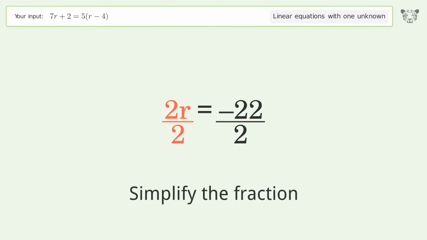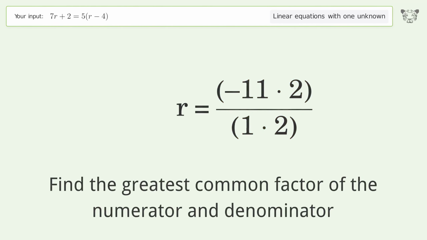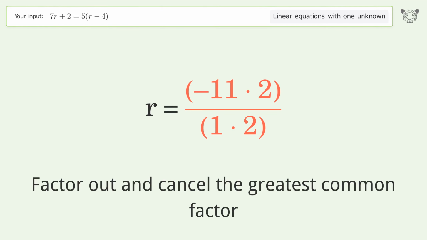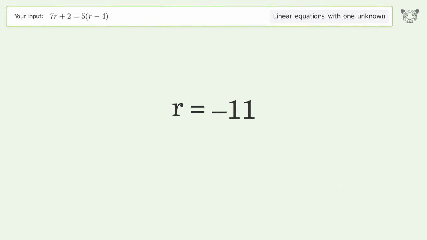Simplify the fraction. Find the greatest common factor of the numerator and denominator. Factor out and cancel the greatest common factor. And so the final result is r equals -11.